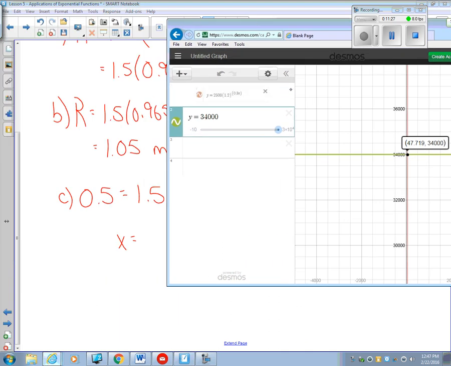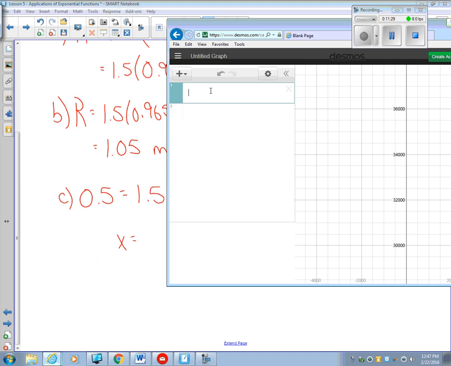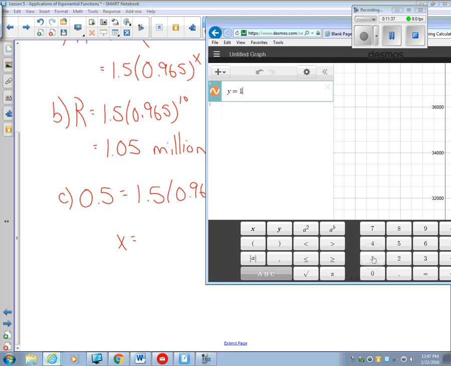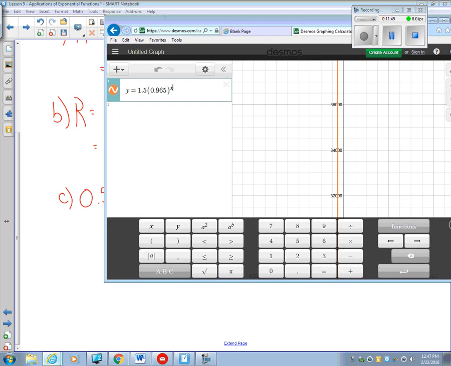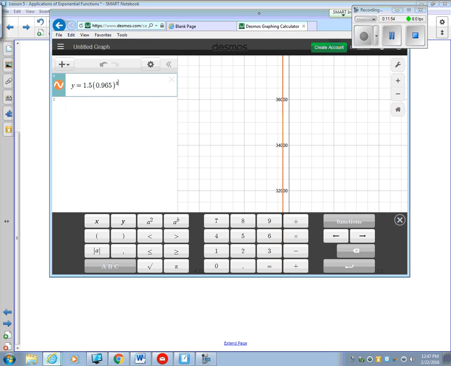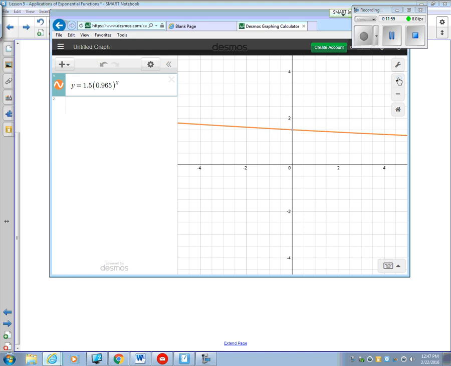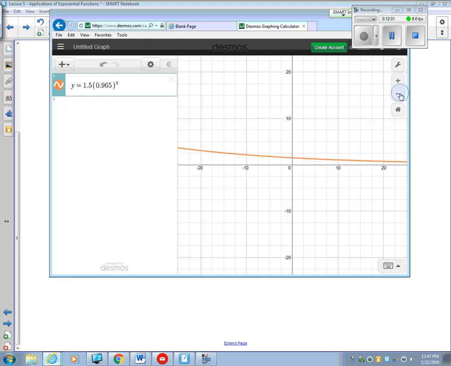Let's get rid of these old graphs. We're going to make a new equation, y equals, what's our equation here? 1.5 bracket 0.965 bracket to the power of, I want it to be an x. Okay, I can just use the x this time because there's not parts and pieces up there, just x. I get this lovely equation. Okay, I'm going to zoom back out again, back to home, so it looks like normal. Okay, I'll zoom in if I need to, and just to make it look exponential. Oh, wrong way. Zoom out, make it look exponential.